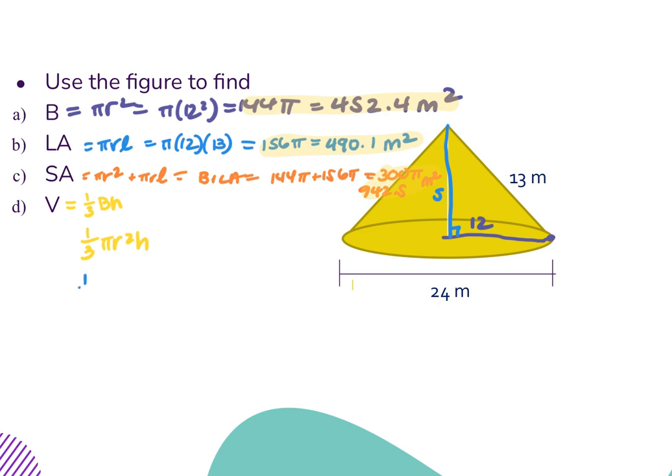So I'd get 1/3 times the base area, which I already found was 144 pi, times the height, which is 5. I can divide this into here, to be 48 pi, and then 48 times 5 is 240. So kept exact, it's 240 pi. And 240 times pi is 753.98, so the 8 is going to bump up the 9 and make that 754 meters cubed because it's volume.